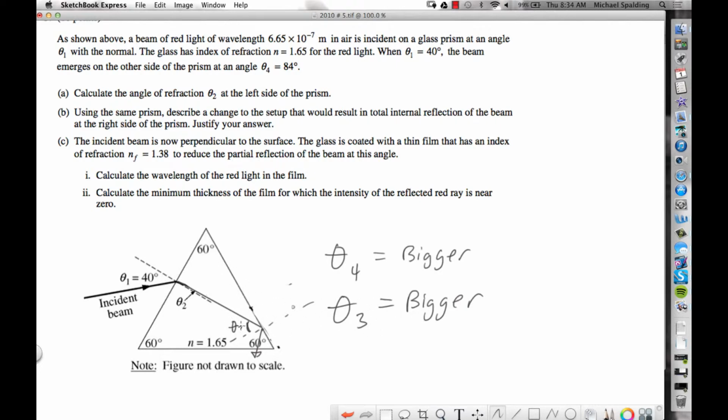That was this angle here. Now, what needed to happen to theta 2? You can see it. Smaller. And then what would happen to make theta 2 smaller? What needs to happen to theta 1? Smaller.